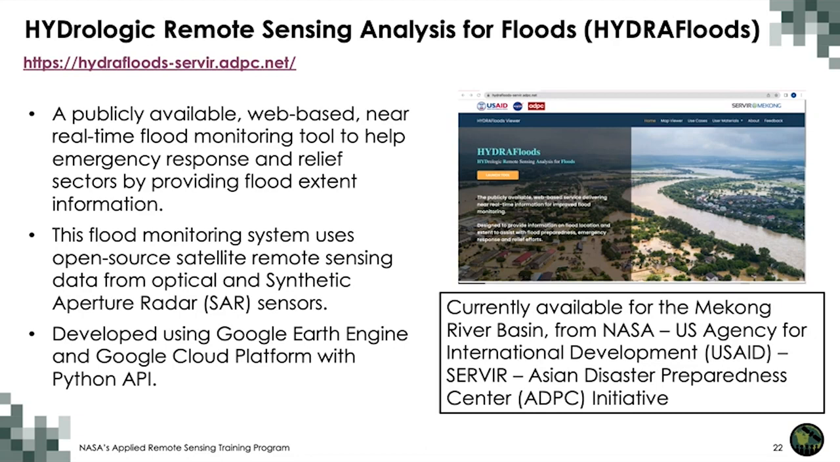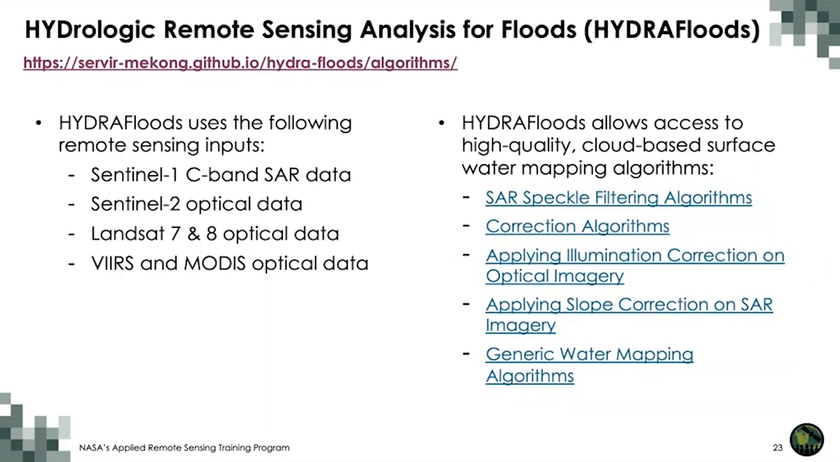It uses open source satellite data from optical and synthetic aperture radar sensors, and also importantly, it is developed using Google Earth Engine and Google Cloud Platform with Python API. Currently, it is available for the Mekong River Basin, but the code is available and the Python API is also available so that one can use it for the region of your interest.